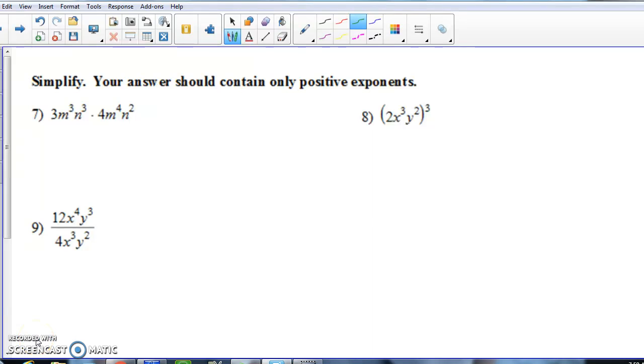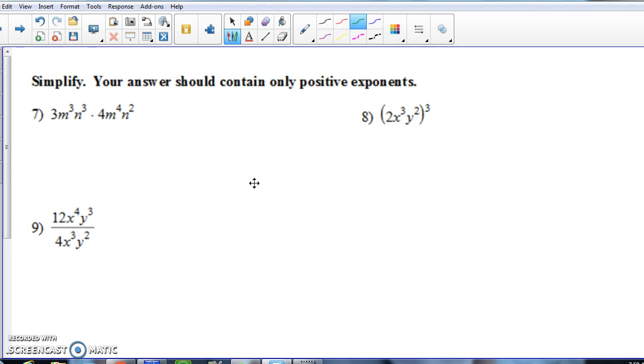Alright, this quick video will be a refresh on properties of exponents. Now we have three main properties that I'm going to talk about. We have the product property, the power property, and the quotient property. Product means multiply, so on number 7 there, the product property has to deal with when I'm multiplying two terms together.